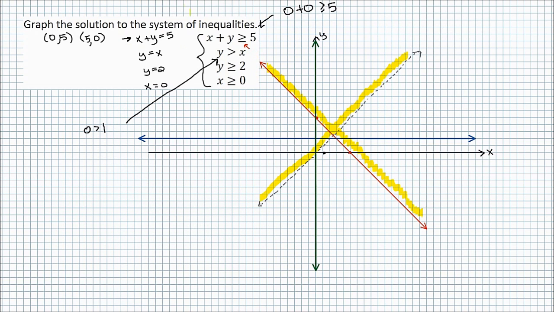Now I'm going to shade everything where the y values are greater than or equal to 2. And what does that mean? Well, it means that I'm going to shade everything above this blue line. This blue line represents y equals 2, so I want to shade everything above it. And then finally, I want all my x values to be greater than or equal to 0, so I'm going to shade everything that has an x value greater than or equal to 0, and that's bordered by this green line. That's the bordering region. So now you look at the area that has all the shadings pointing towards it.